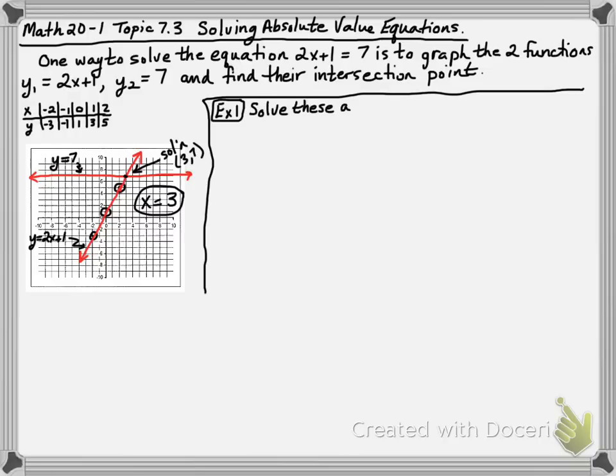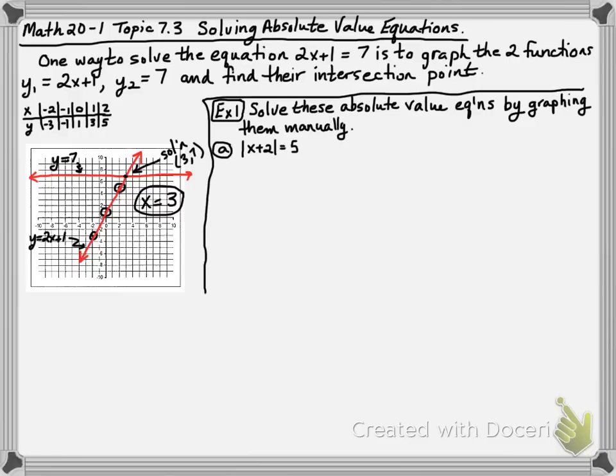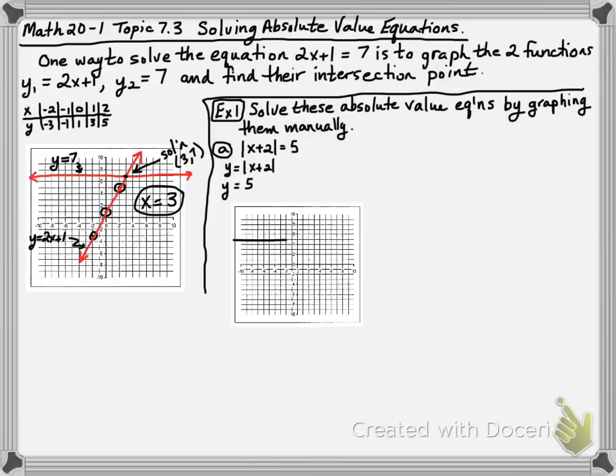In example 1, solve these absolute value equations by graphing. We want to graph them manually, and the first is the absolute value of x plus 2 is equal to 5. We're going to say that the left side of our equation, y1, is equal to the absolute value of x plus 2, and that the right side of our equation, y2, is equal to 5. Here the line of y equals 5 is already drawn.